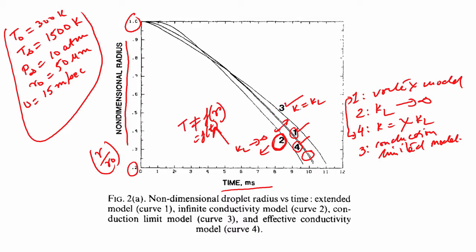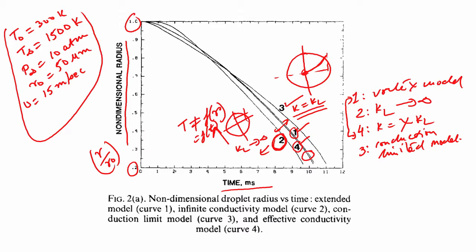Whereas in the conduction limited model, it completely ignores the convection effect. So here you will have a temperature which is higher at the surface and lower at the center. So it will be more like this, higher at the surface, lower at the center. So that is this model, you have a temperature gradient built in. In this case, the temperature is the same everywhere.